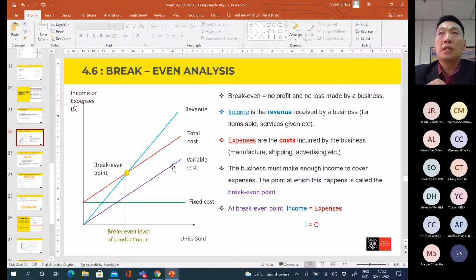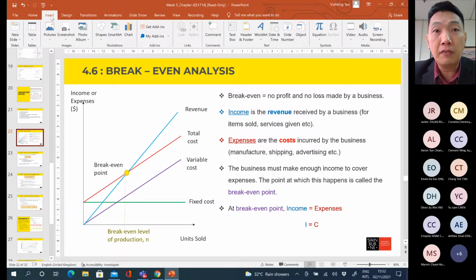If we combine the variable cost and fixed cost, we'll get the total cost. If I draw the line, the total cost is parallel with the variable cost. Parallel means the same slope as the variable cost, but it's always higher than the variable cost. Why? Because the difference between the total cost and the variable cost is the fixed cost.